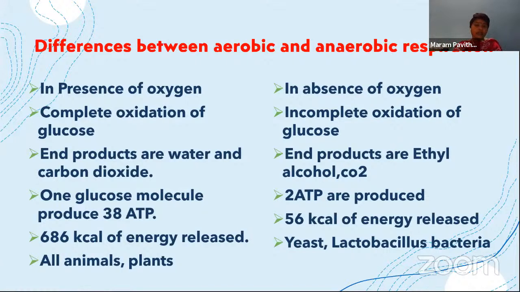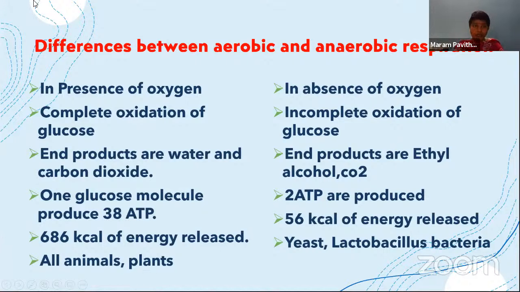686 kilocalories of energy is released here. What happens here? 56 kilocalories of energy released. Aerobic respiration occurs in all animals and plants. Anaerobic respiration occurs in yeast and lactobacillus bacteria.